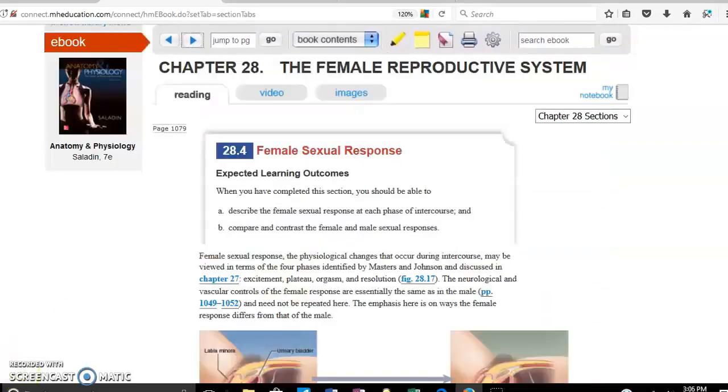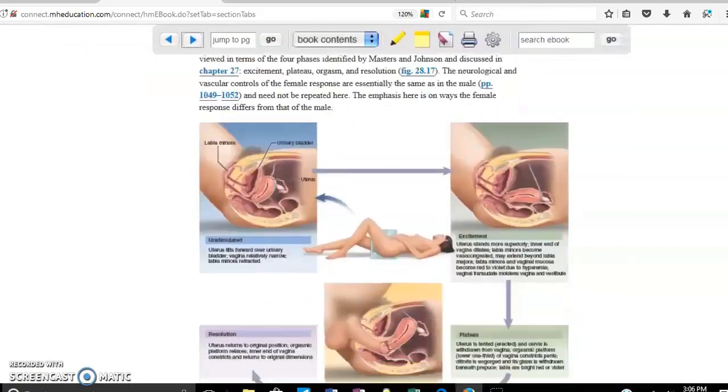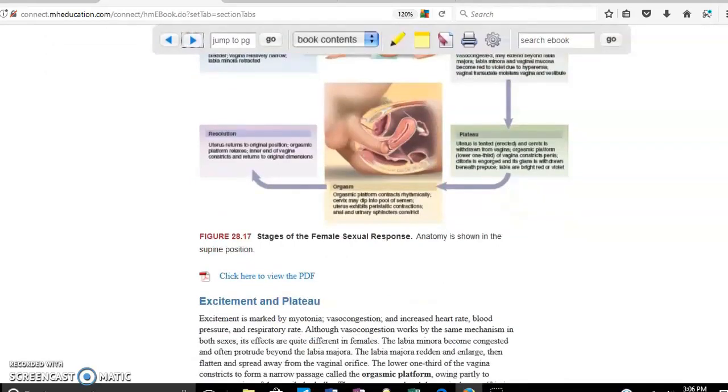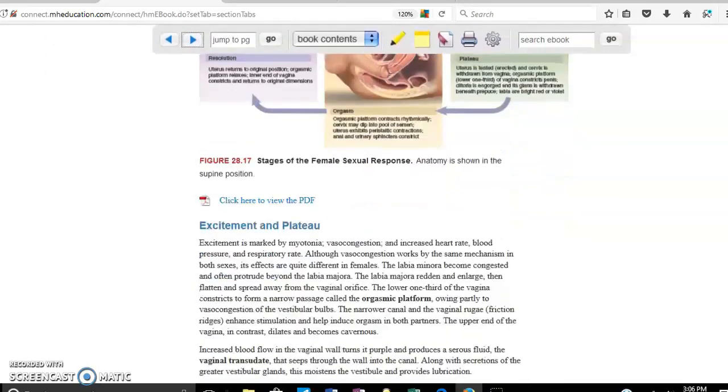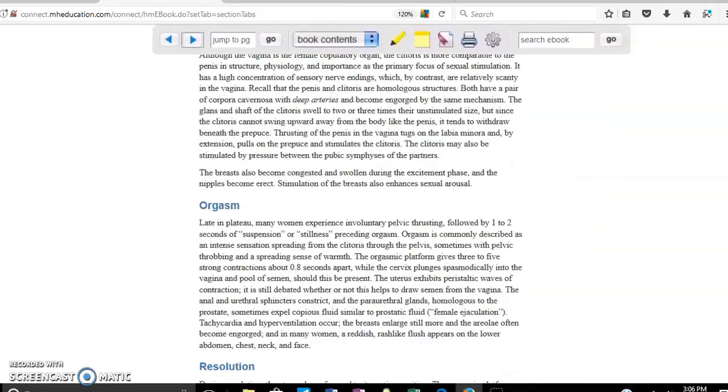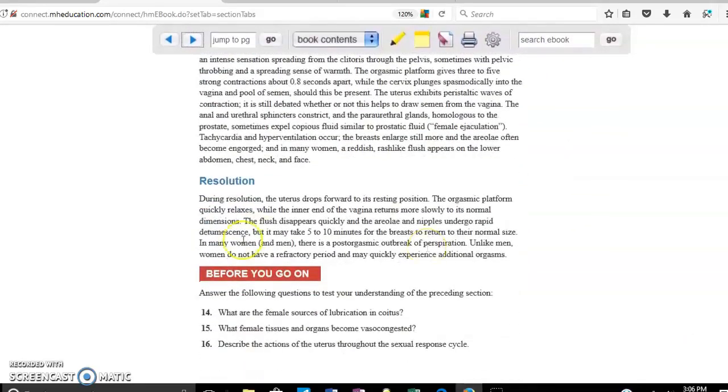Okay, the next topic is female sexual response. Obviously, what's the function of all these reproductive organs that females have. I'm not going to talk much about it, but it has 3 phases: excitement and plateau, where the blood pressure increases, the heart rate increases, the respiratory rate also increases, then we have orgasm, and then at the end there is resolution.